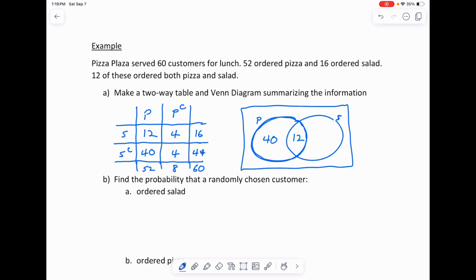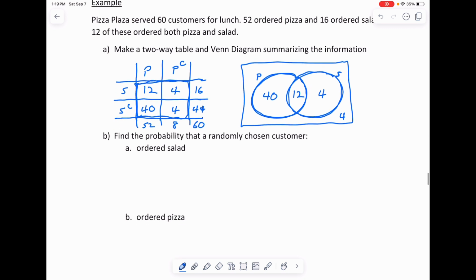And then likewise, we have 16 who ordered a salad. And so if 12 are already counted, we have 4 remaining to fill in this circle for a total of 16. Now again, if you count up what you have, you've got 56 people who ordered one of those two things or both, leaving 4 people who didn't order either. So same values, you'll notice that those are the same values that we have over in the table in these 4 main squares. And you can kind of see how they line up and match with each other.